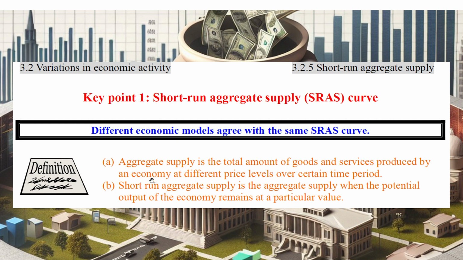So short run aggregate supply is the aggregate supply when the potential output of the economy remains at a particular value, and hasn't changed yet. Potential output is the most efficient way, 100% employment, our target. So that's the short run. When the potential output changes, it is the long run.